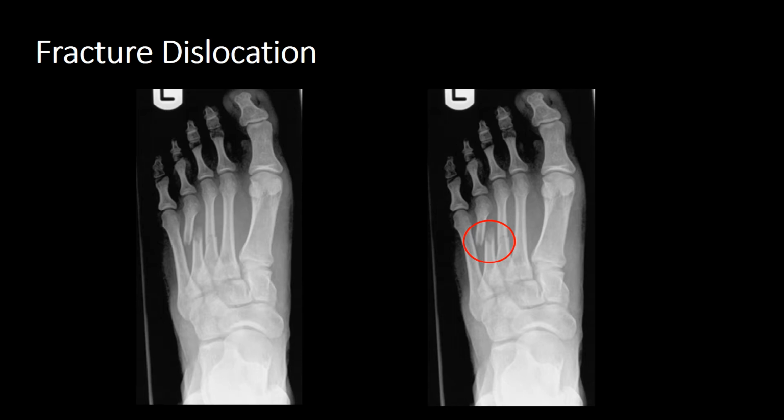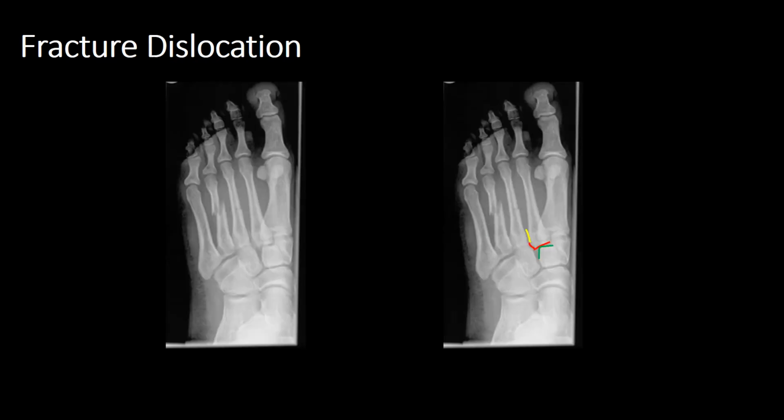So on our DP view, if you remember, the medial cortex of the second metatarsal must align with the medial cortex of the intermediate cuneiform. And on this view, it seems to be in alignment. Okay, let's have a little look at the oblique view. And suddenly now all is revealed.